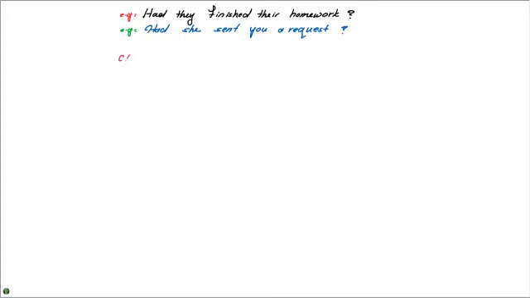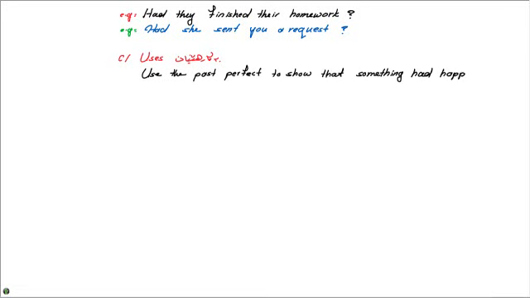Uses. Use the past perfect to show that something had happened before another time or action in the past.